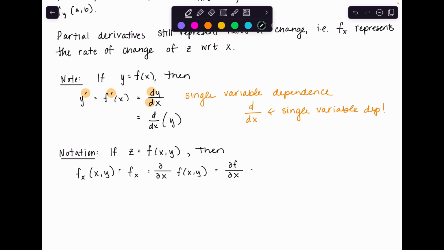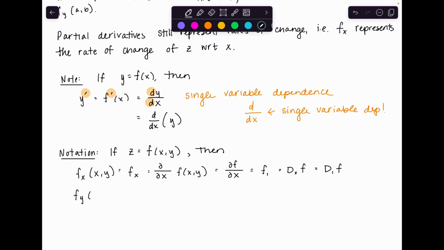Other things you can do, these ones aren't as commonly used. These first couple are going to be our main ones. You can also use a 1 as a subscript because this is x, it's the first component. You can use a capital D to say differentiate with respect to x of f, or differentiate with respect to the first variable.